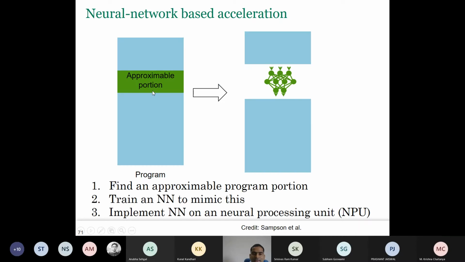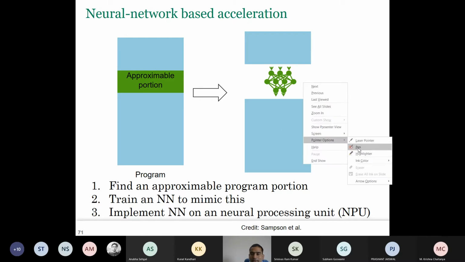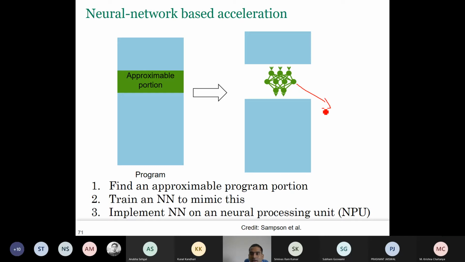So here is the overall idea. Suppose we have some approximable portion. We train a neural network to mimic the computation of this portion, this kernel. And then we can accelerate this neural network on an NPU, or neural processing unit, which is just an accelerator for neural networks. For example, the overall code may be running on CPU, this code may be running on CPU, and this lower code may also be running on CPU. But just this neural network code, we can run on NPU.